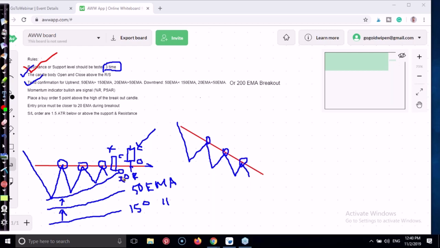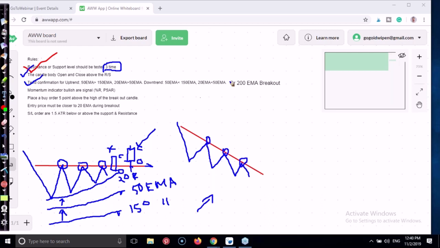Now, you can see here 20 is above 50, 50 is above 150, that is, they are informing that trend is up, so we will go for buy, remember.